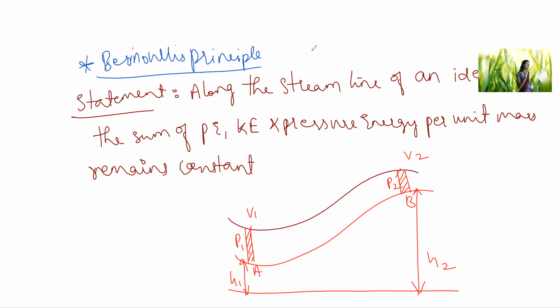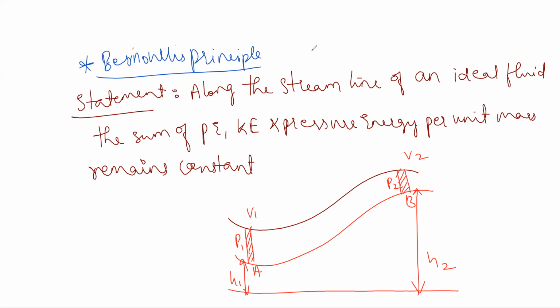So let us consider this tube. In this tube, A and B are the two positions in the flow of liquid. V1 and V2 are the velocities of flow of liquid. P1 is the pressure at point A, and P2 is the pressure at point B. H1 is the height of the position of point A, and H2 is the height of the position of point B. So let us derive this equation. Let us prove this Bernoulli's principle. So how is it, let us see.